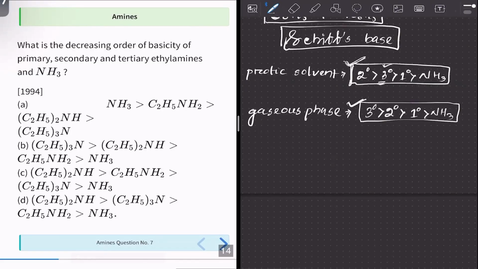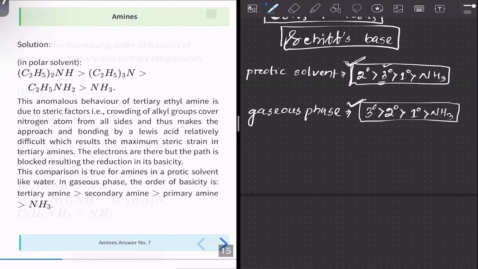So which will be the correct answer? Okay, option D. Look at option D. This will match our sequence, that is secondary, tertiary, primary, and NH3. So option D is correct.